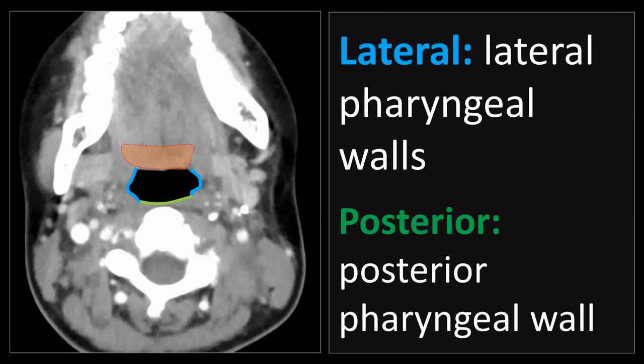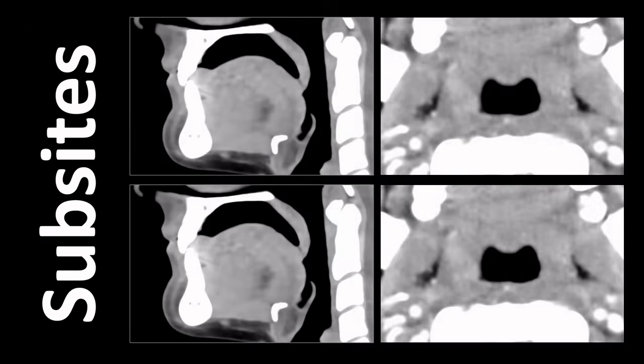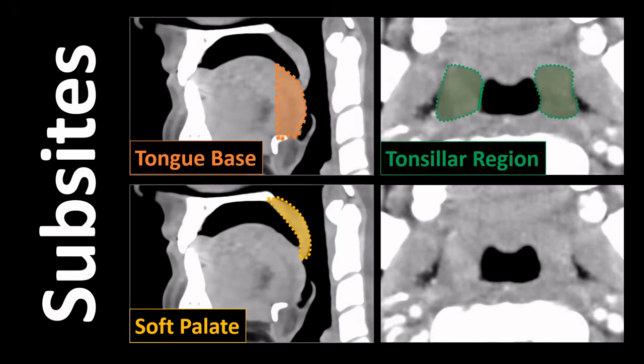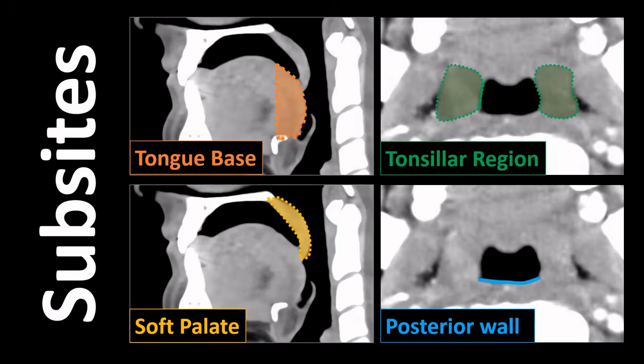And this here is the tongue base, which is, as said, part of the oropharynx, not of the oral cavity. From an oncological point of view, the oropharynx is subdivided in specific subsites. Those are the tongue base, we have the soft palate, we have the tonsillar regions, and we have the posterior wall. And I'm now going to discuss the anatomy of these specific subsites in the rest of this presentation.